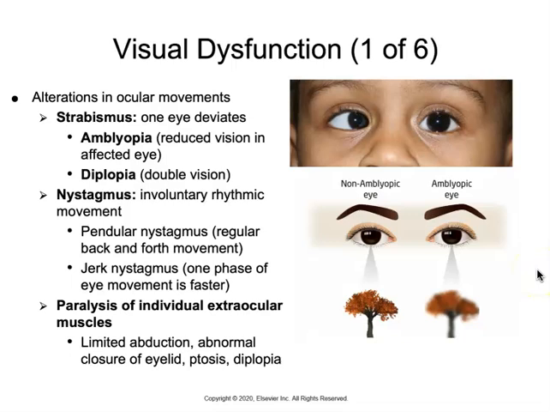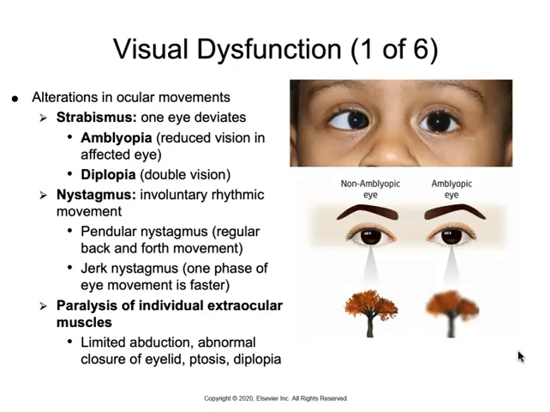When we have alterations in ocular movements, that is going to be called a strabismus, where one eye is going to deviate, as you see over here. And if we have amblyopia, that is a reduced vision in the affected eye. Even with proper optical correction, this will take place, and it results from altered visual development. And then we have diplopia, where we can have double vision.